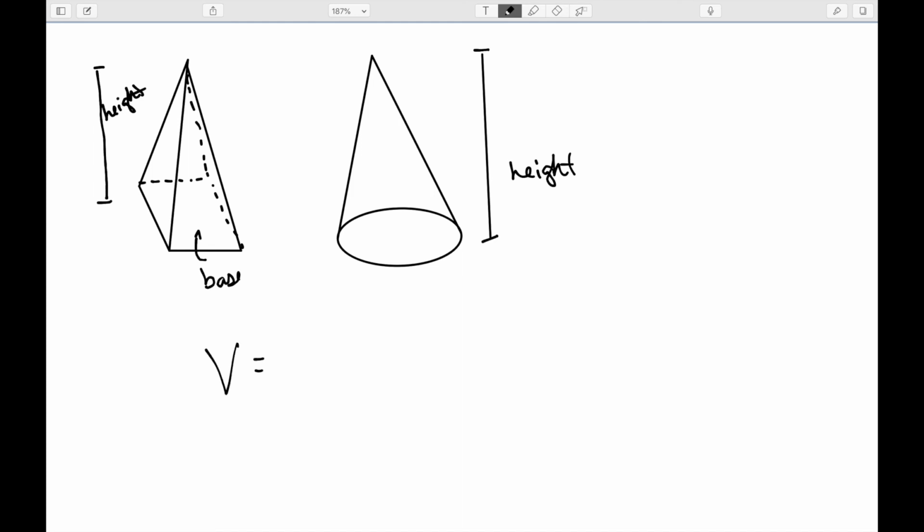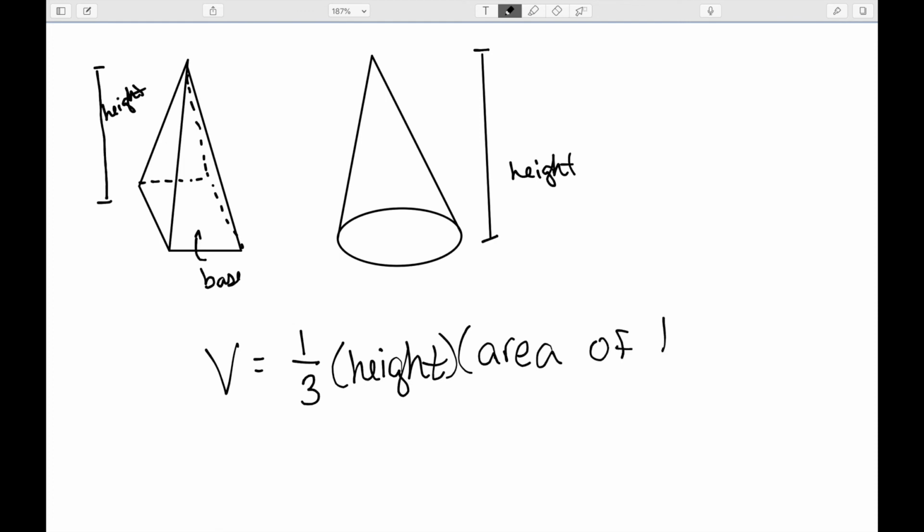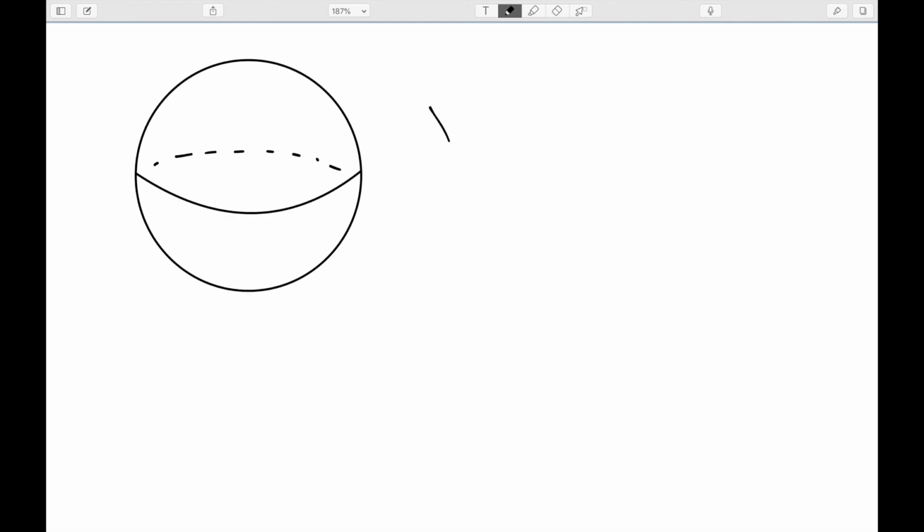The formula for pyramids and cones is going to be 1/3 times the height times the area of the base. So anytime we want to find the volume of any kind of pyramid or cone, we can do 1/3 times the height times the area of the base. The final shape I want to consider is a sphere. The volume of the sphere is 4/3 pi r cubed, where r is the radius.